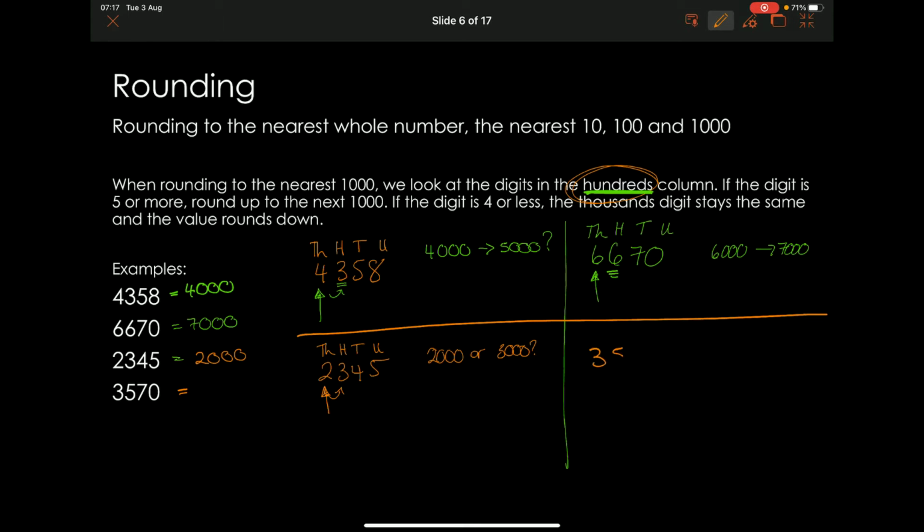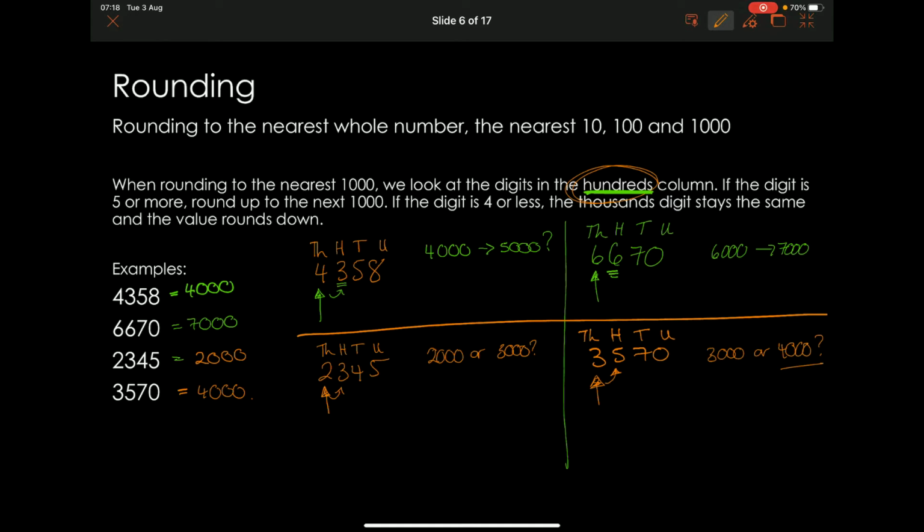And then the last one, 3,570. We've got our thousands, hundreds, tens, and units. Is this going to be closer to 3,000 or 4,000? Look at the number next to it, that's a 5. If it's a 5, we round up. So it must be 4,000.